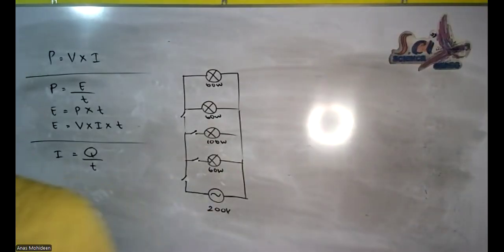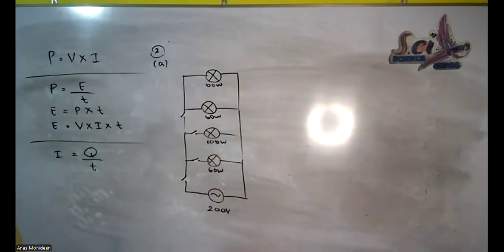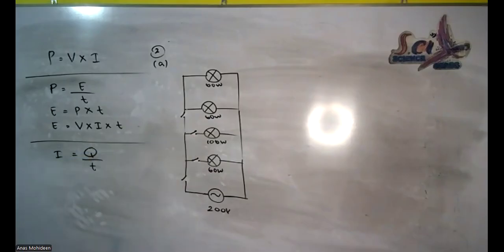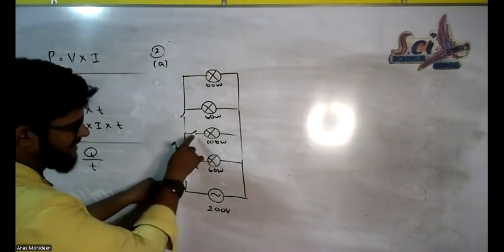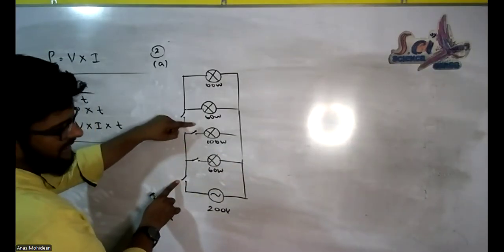And second question, B. That was actually the first question A, right? Question 2B. The 100 watts lamp is switched on. Calculate the current in the lamp. How do I find out the current in the lamp? Only for that switch. Without turning on this, you can't turn on this, right? So 100 watts is turned on means both these switches are turned on, while others are off.